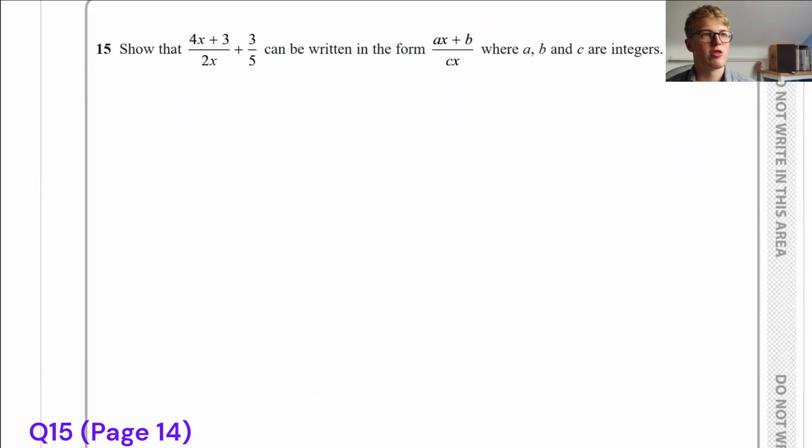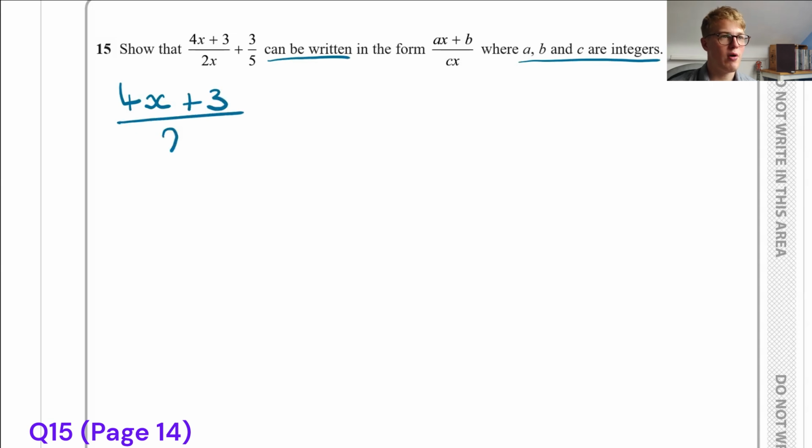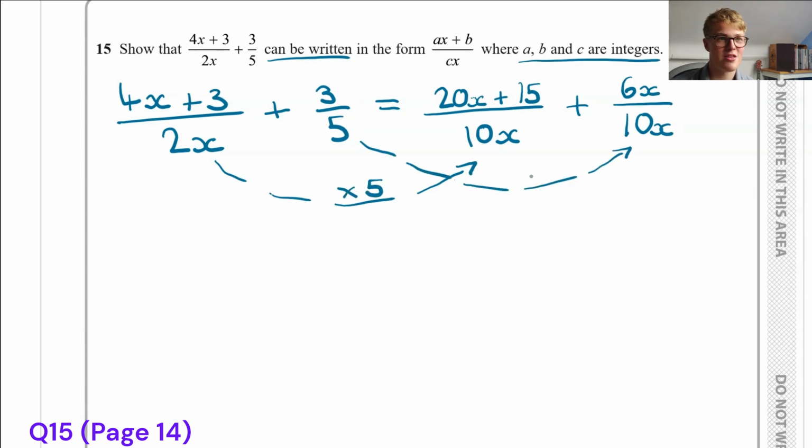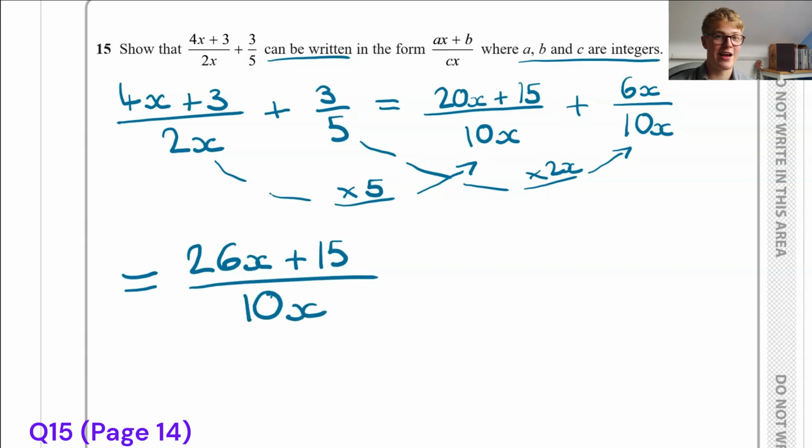Show that 4x plus 3 over 2x plus 3/5 can be written in the form ax plus b over cx, where a, b and c are integers. So 4x plus 3 over 2x plus 3/5, we need to find the lowest common denominator, which is 10x. So we have 20x plus 15 over 10x, because we multiplied by 5 for the left-hand fraction, and then we multiply by 2x to get 6x over 10x. We then add these together and we get 26x plus 15 over 10x as our answer.